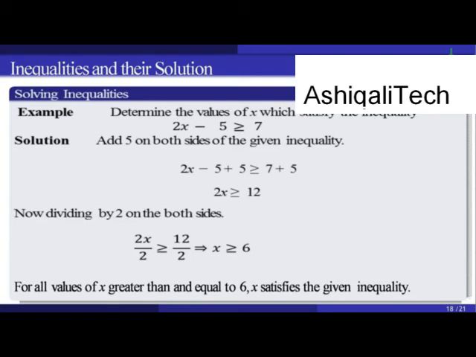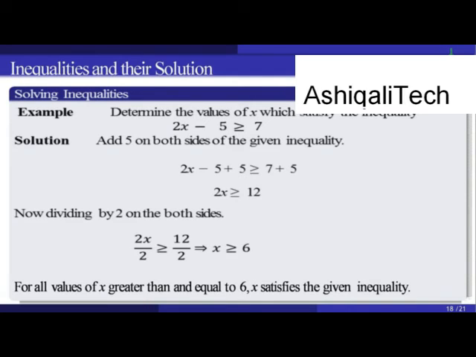Now we divide both sides by 2. So we get 2x over 2 is greater than or equal to 12 over 2. It means that x is greater than or equal to 6. For all values of x greater than or equal to 6, x satisfies the given inequality.